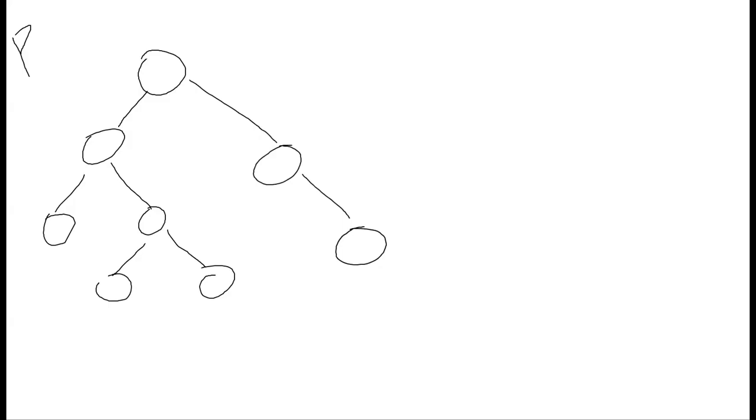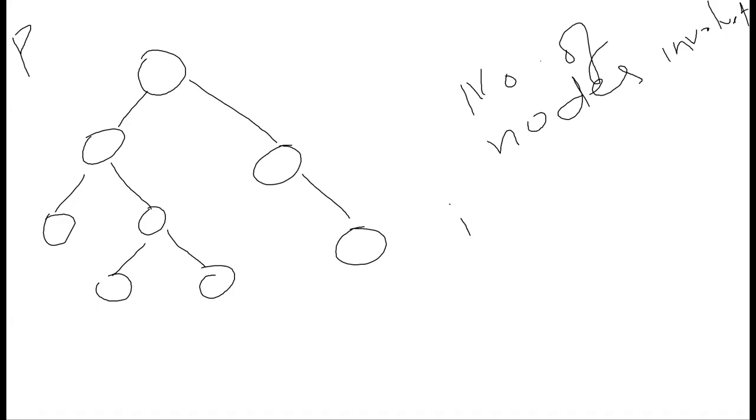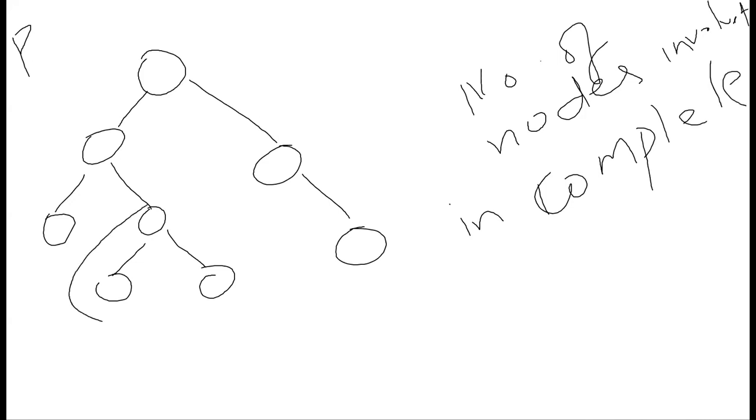And the question says you have to find the number of nodes that are involved in a complete binary tree. I'm not saying the number of all nodes, but only those which are involved in the complete binary tree. So in this case, this one will form a complete binary tree. But if you consider the tree rooted here, it's not a complete binary tree.